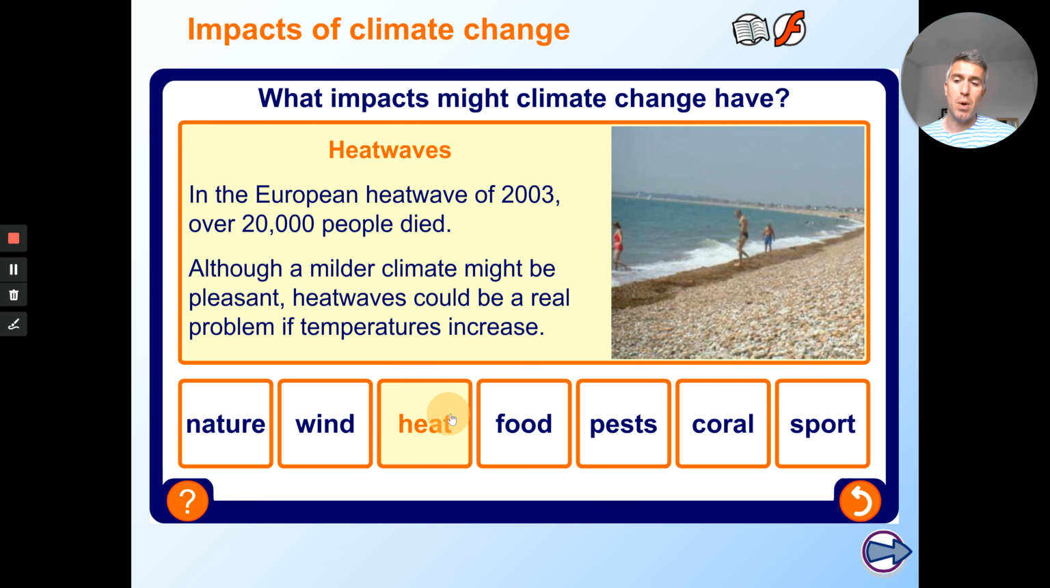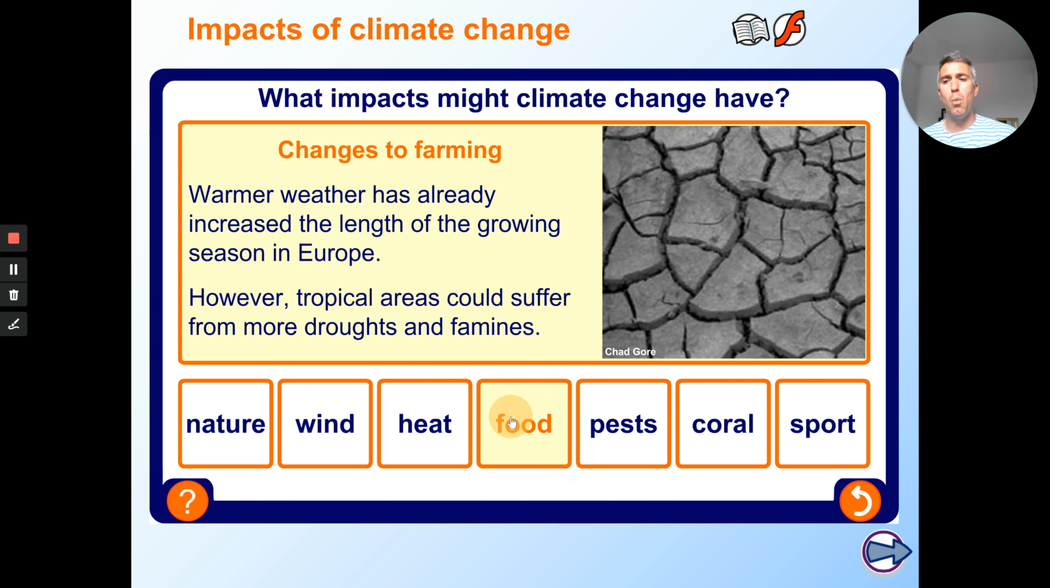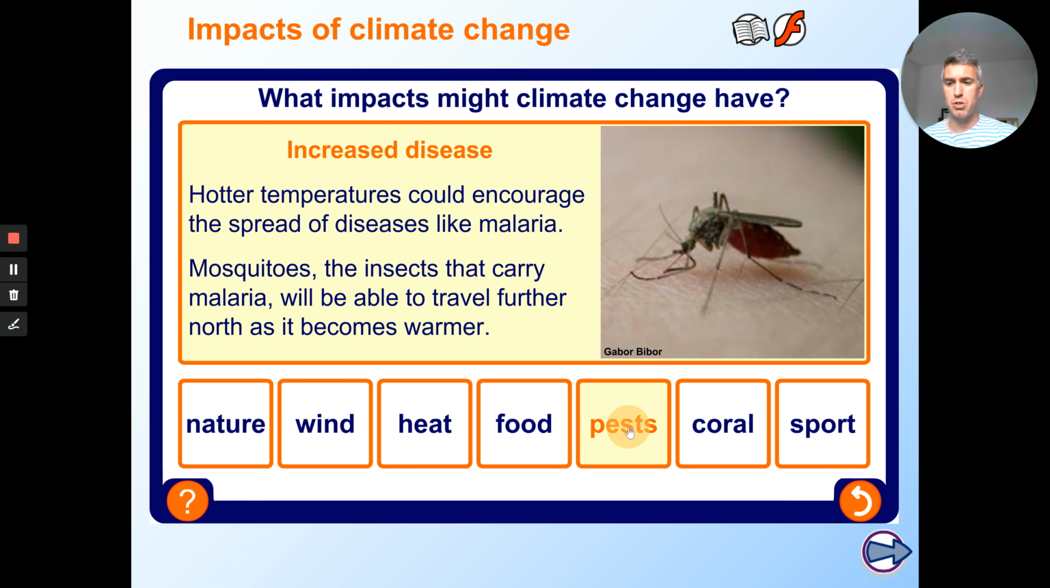In the European heatwave of 2003, over 20,000 people died. Although a milder climate might be pleasant, heatwaves can be a real problem if temperature increases. Warmer weather has already increased the length of the growing season in Europe. However, tropical areas could suffer far more droughts and famines. Hotter temperatures could encourage the spread of diseases like malaria. Mosquitoes, the insects that carry malaria, will be able to travel further north as it becomes warmer.